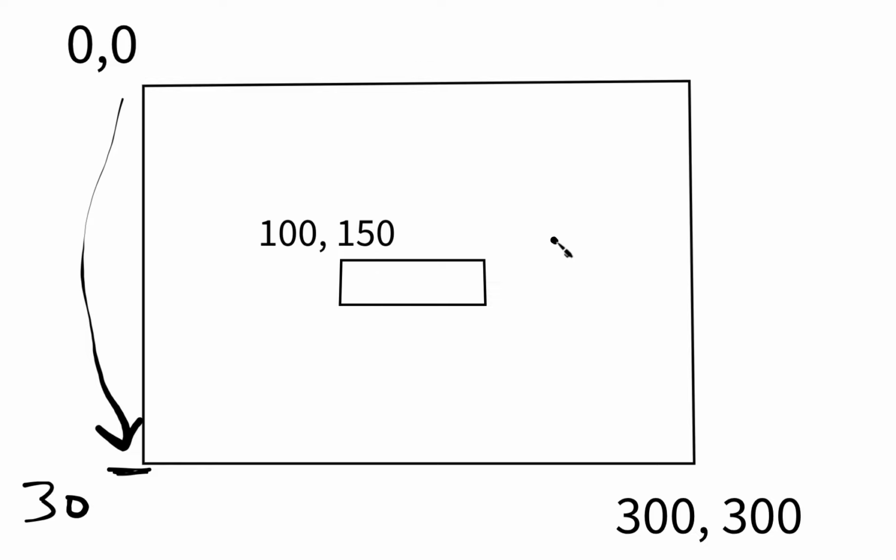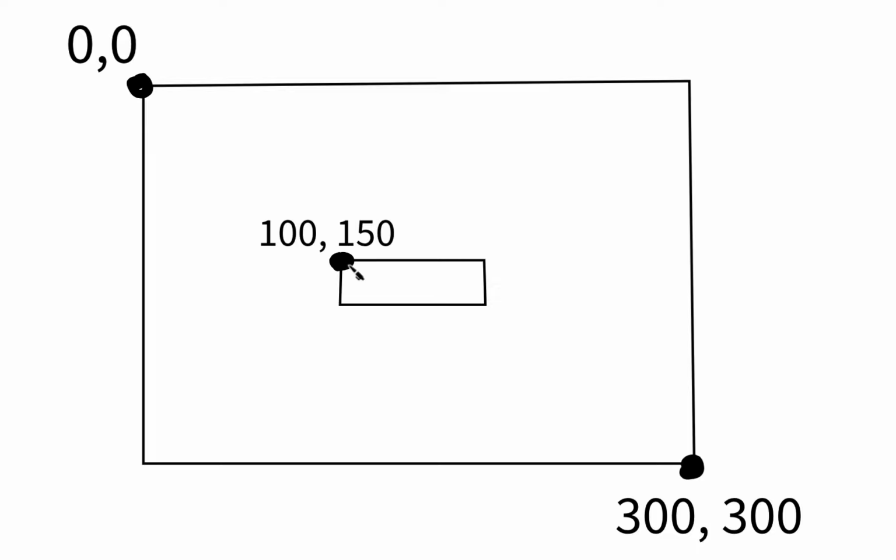Okay. So the top left corner of the screen is 0, 0, and the bottom right corner of the screen is 300, 300. Now this is what we're given as the world, and then the submarine is randomly placed in the world. And this 100, 150 represents the x position and the y position of the submarine. So 100 is the x position of the top left corner of the sub, and 150 is the y position of the top left corner of the sub.